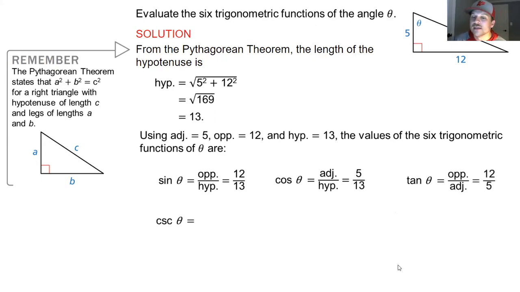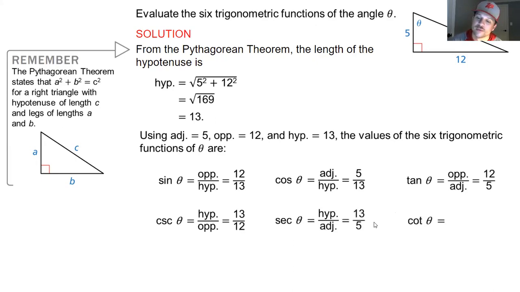Now for your cosecant, your secant, and your cotangent, remember it's just the exact same thing, but the reciprocal. So you're going to take what you have above it and just flip it. So instead of 12 over 13, 13 over 12. Reciprocal for secant is 13 over 5, and then reciprocal for cotangent is 5 over 12. So those are your 6 trig ratios or your trig functions of that angle in this right triangle.